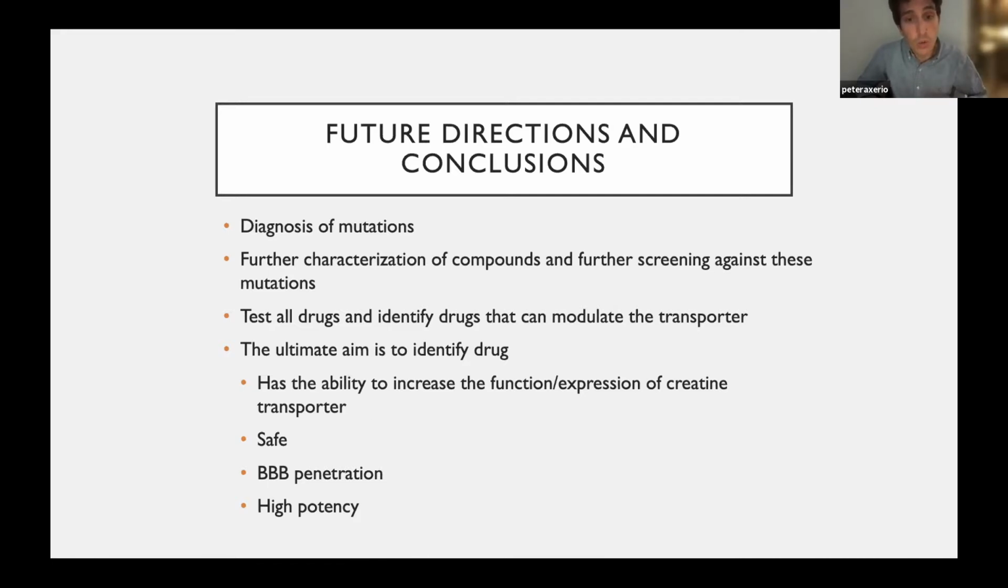And the ultimate goal would be to find a drug that can increase both the function and the expression of creatine transporter, can be taken orally, gets into the brain, and has high potency, because in vivo it gets tough if it's in the millimolar range.